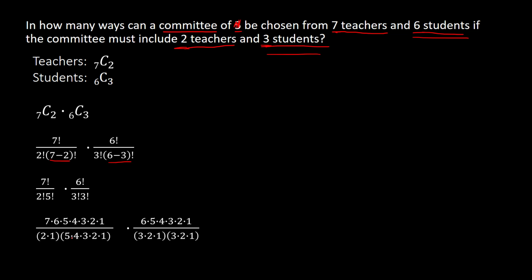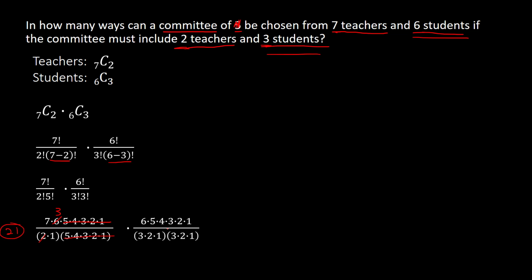And then from here I can solve, where for the first one I have 7, 6, 5, 4, 3, 2, 1 on the top, and then 2 times 1, and then 5, 4, 3, 2, 1 on the bottom. This can cancel, 5, 4, 3, 2, 1, and the 2 can cancel with the 6 in the numerator. So I have 7 times 3, or 21 for the first number.